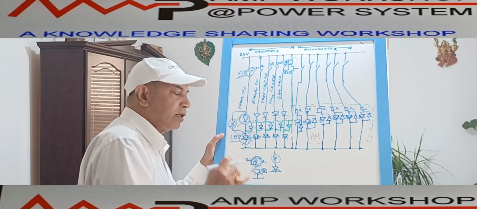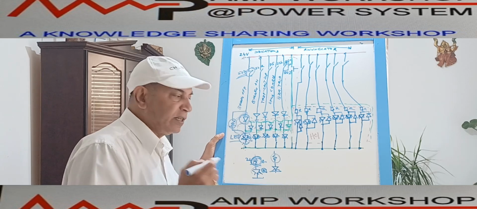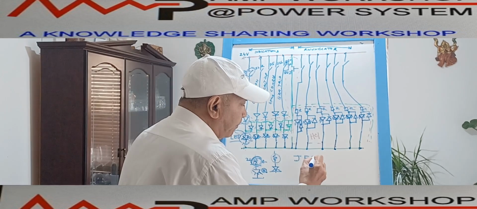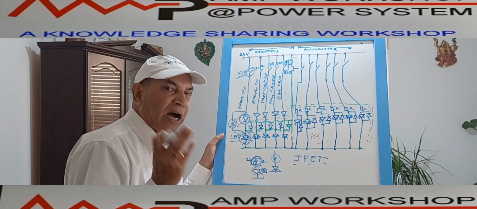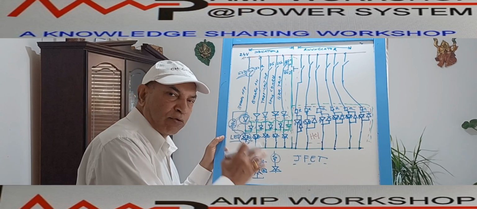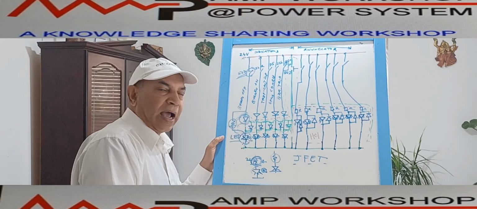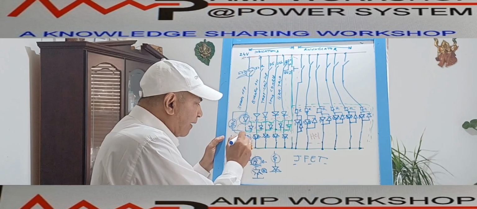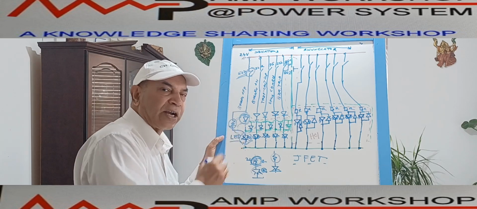Actually, it is not a diode, it is actually a transistor. We call it a junction field effect transistor, JFET. This is a junction field effect transistor. It always works on constant current. So this device limits the voltage as well as the current, and allows a constant current to flow as per the rating of the LED. This is called a constant current diode or constant current device.